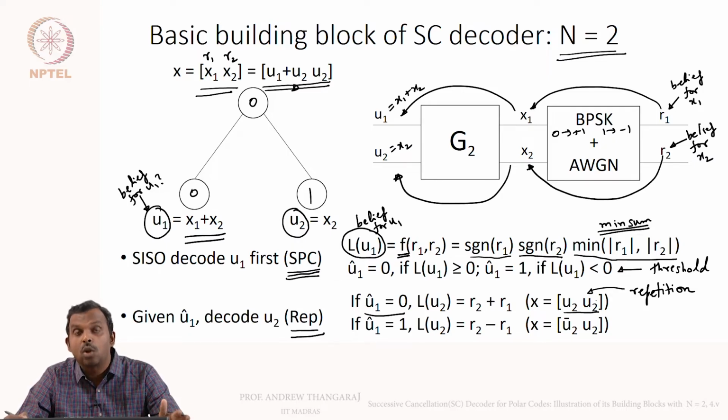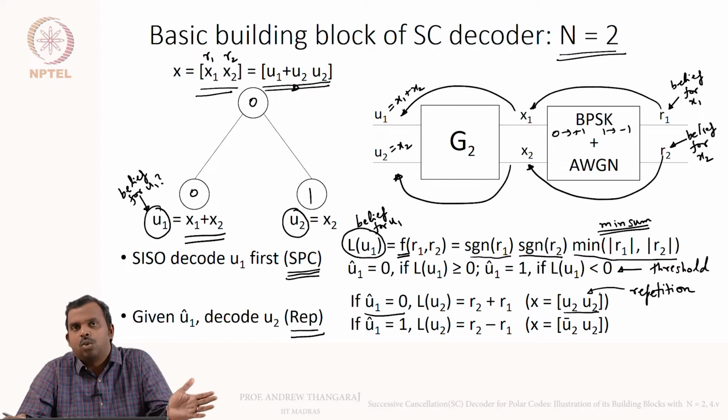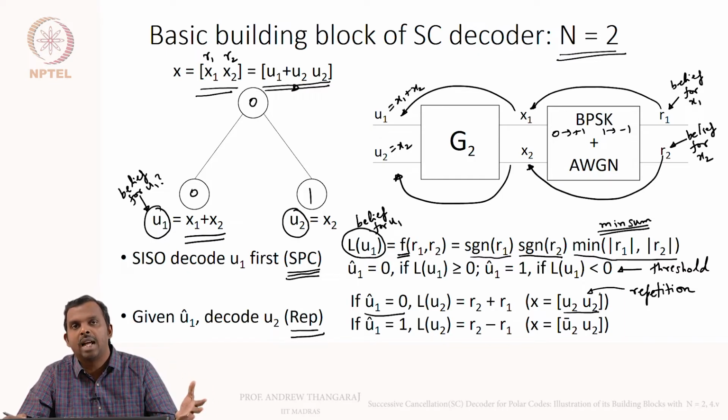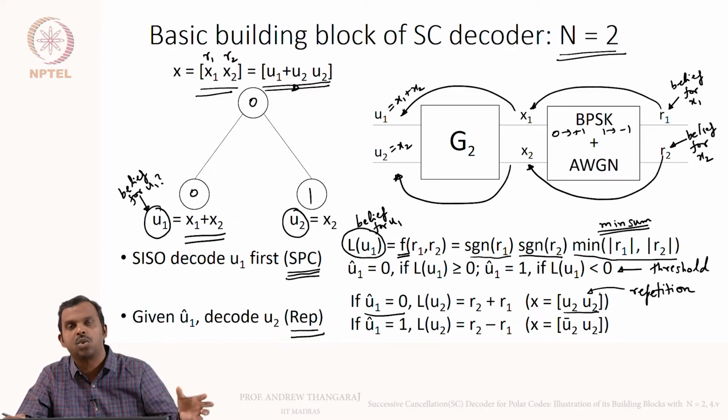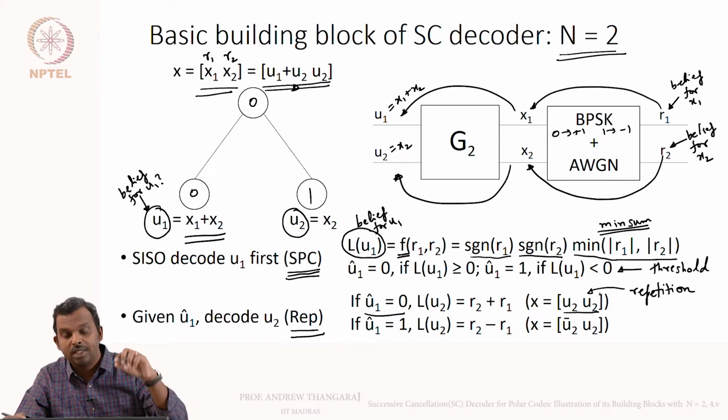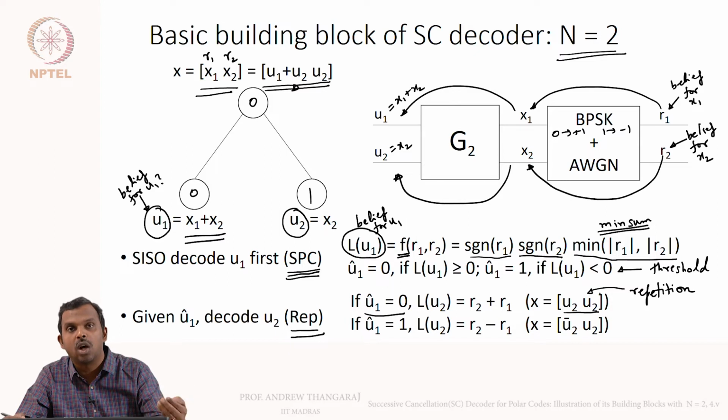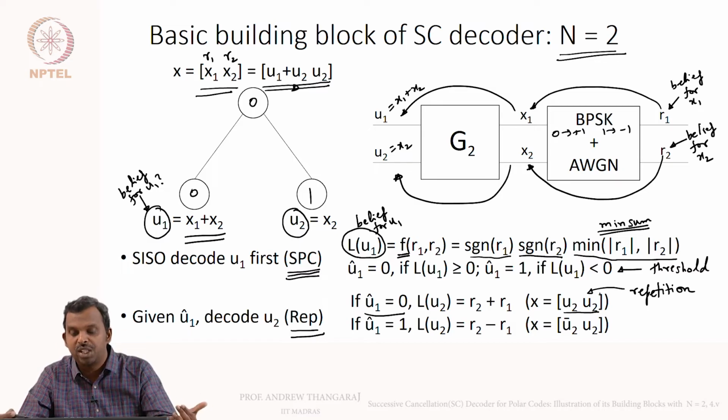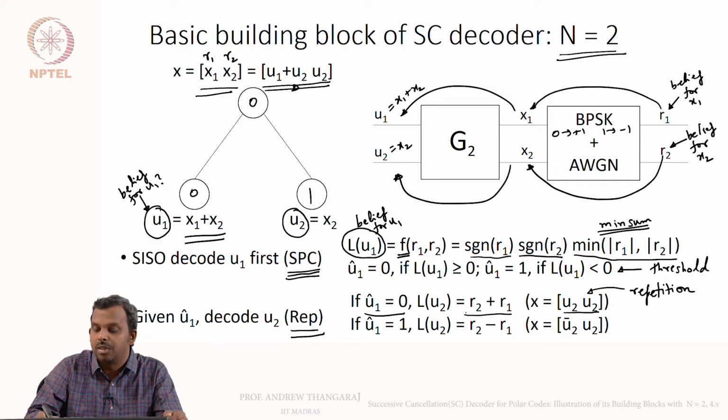So R1 is also a belief for u2. R2 is also a belief for u2, because you have identified u1 hat as 0. Once you find u1 hat, you assume that u1 is 0. That is the nature of successive cancellation decoding. You figure out u1, assume it's true, and find the next one. Once u1 is known to be 0, it's actually a repetition code. X is just u2. So R1 is a belief for u2, and R2 is another belief for the same u2. When you have a repetition code, you simply add the beliefs.